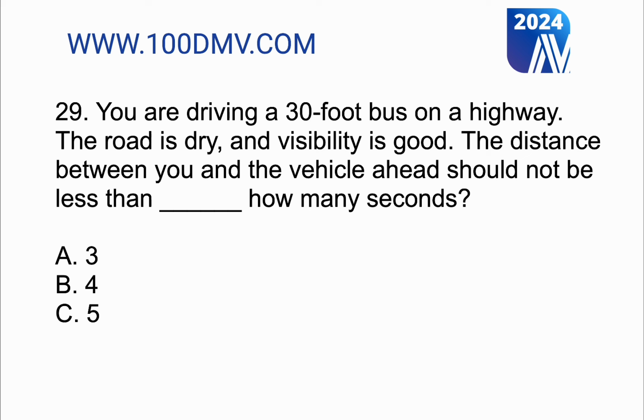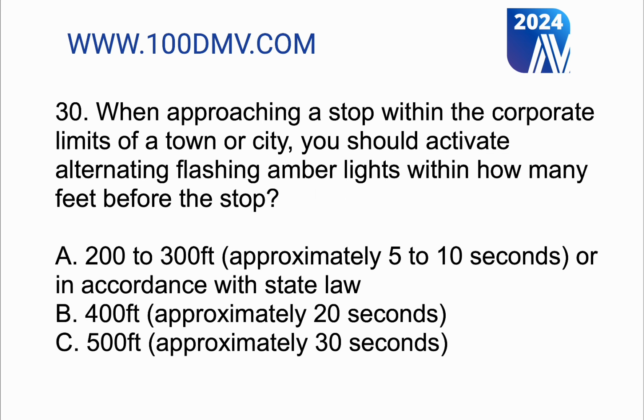29. You are driving a 30-foot bus on a highway. The road is dry and visibility is good. The distance between you and the vehicle ahead should not be less than how many seconds? A. 3. B. 4. C. 5. The correct answer is B. 4. Group 3. Driving and maneuvering.